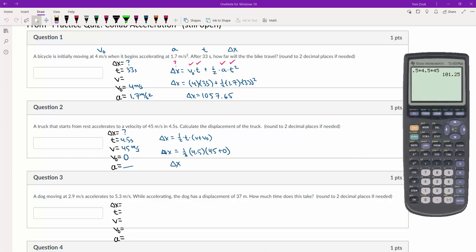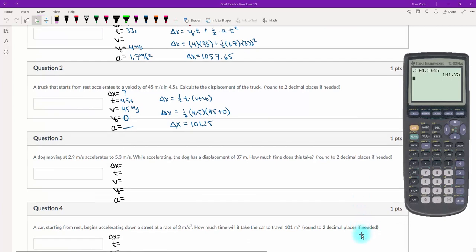If I calculate that out, I get 101.25. All right, let's take a look at the next problem here.